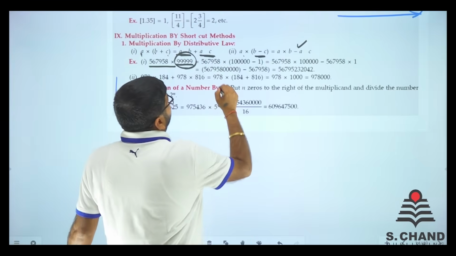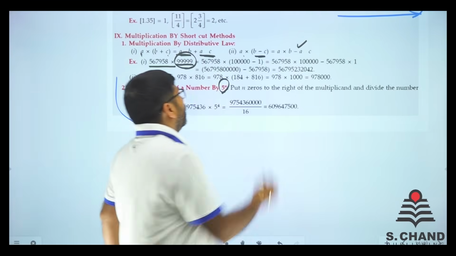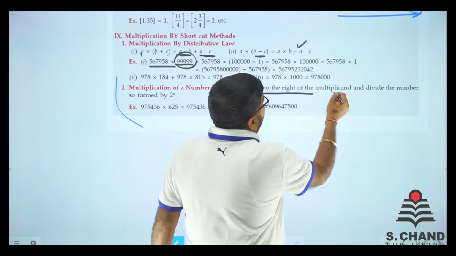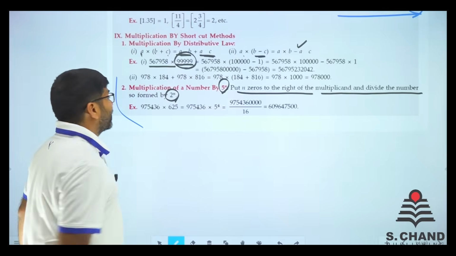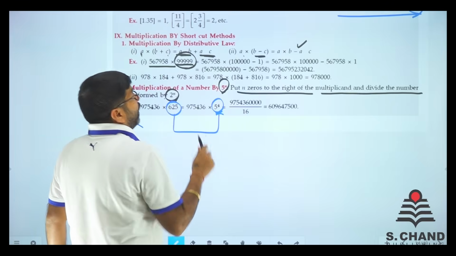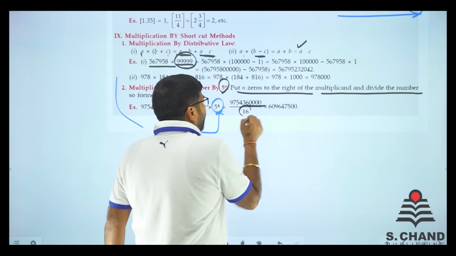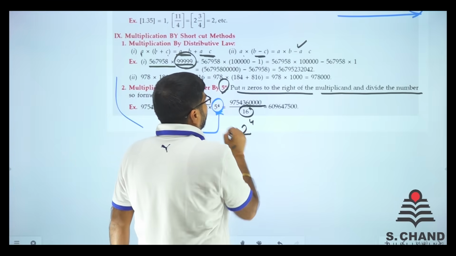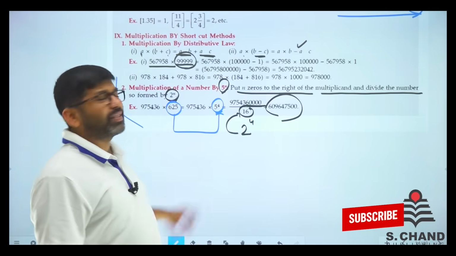multiplication of a number by 5 raised to power n. Whatever it is, 5 raised to power n, put n zeros to the right of the multiplicand and divide the number by 2 raised to power n. So this 625 can be written as 5 raised to power 4. 5 raised to power 4 means put 4 zeros and divide it by 2 raised to power 4, that is 16. So we got it very easily, right? So this is the way you do.